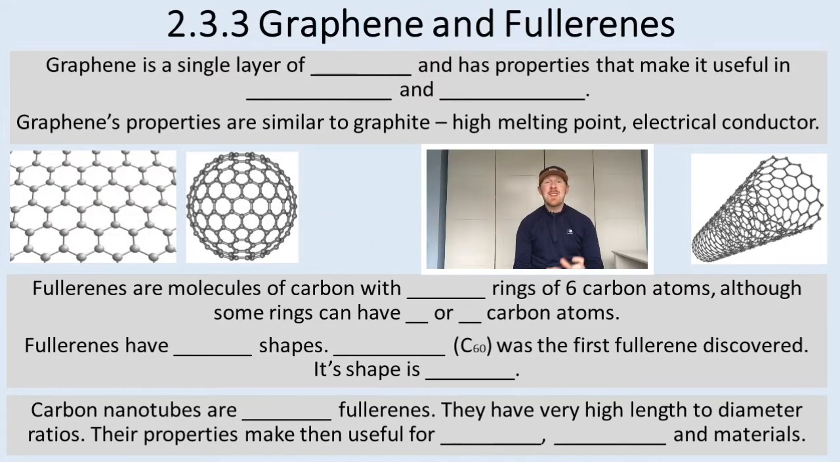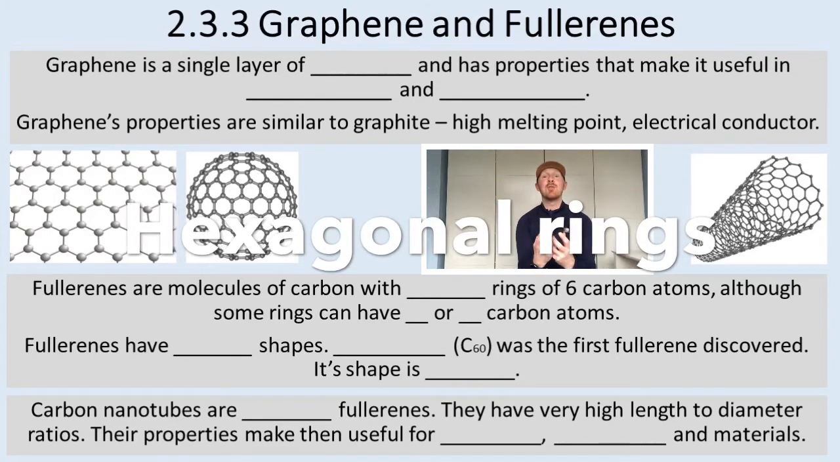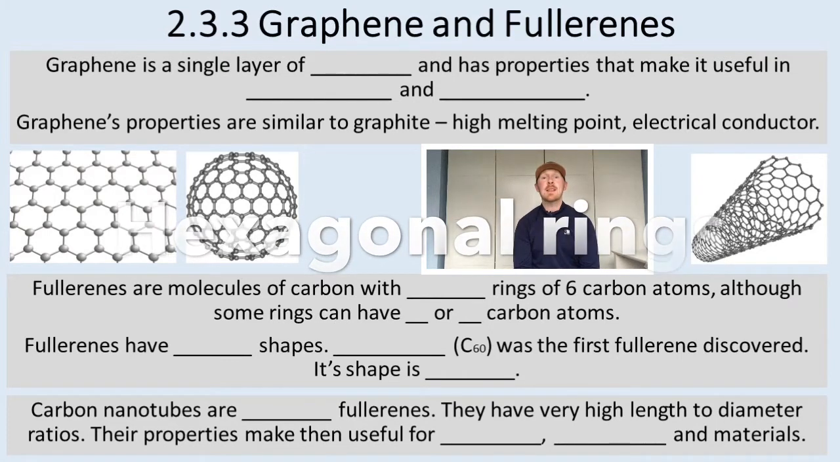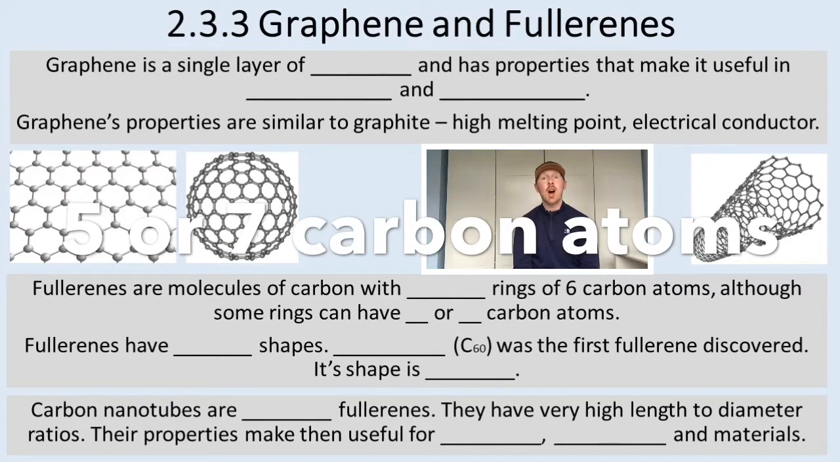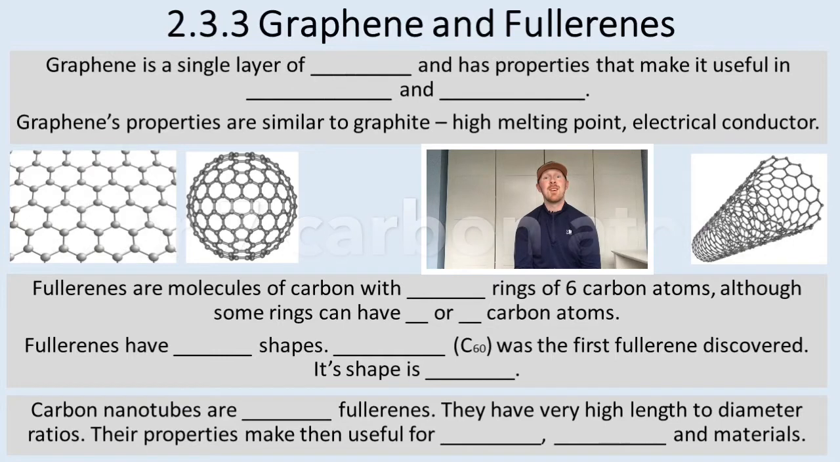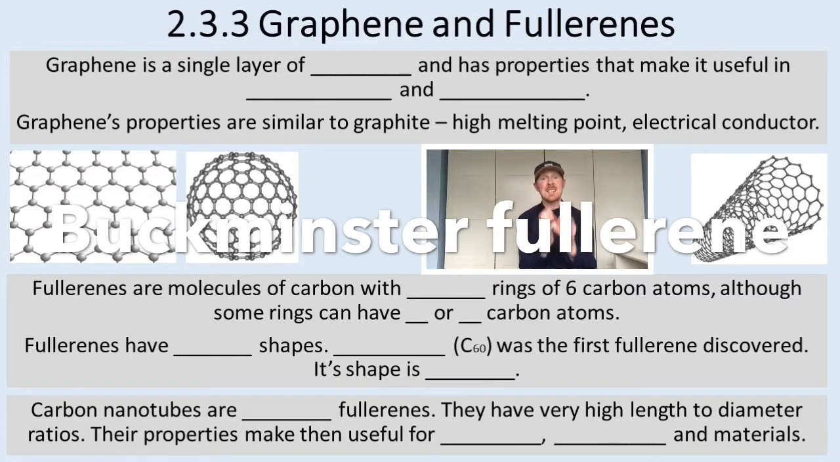So fullerenes are this mystic arrangement of carbon atoms that you just got to get your head around. So fullerenes are molecules of carbon with hexagonal rings of 6 carbon atoms, although there are some rings that can form with 5 or 7 carbon atoms in them. The first fullerene discovered was called Buckminster fullerene. Buckminster fullerene has got the chemical formula C60.